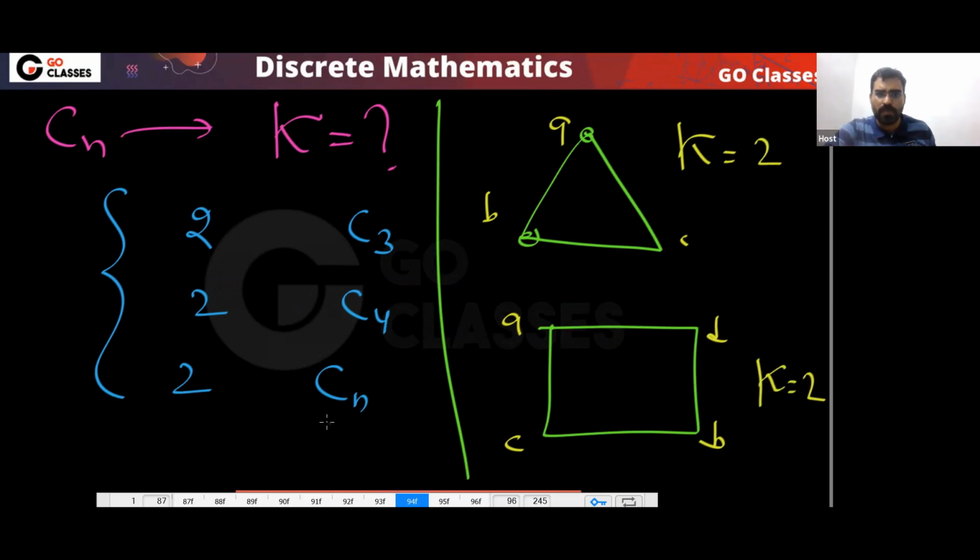Connectivity number is 2. So to disconnect a cycle graph, we need to remove two vertices. Either you disconnect the graph or you leave a single vertex. So for that we need to remove two vertices.